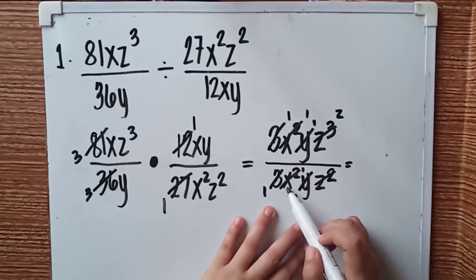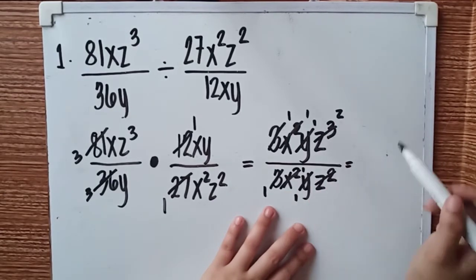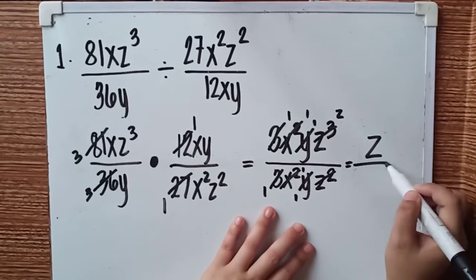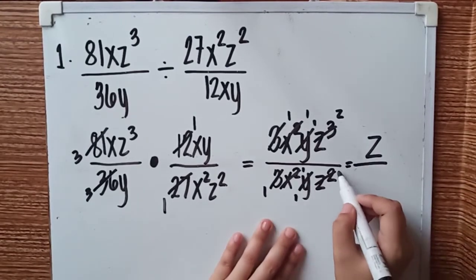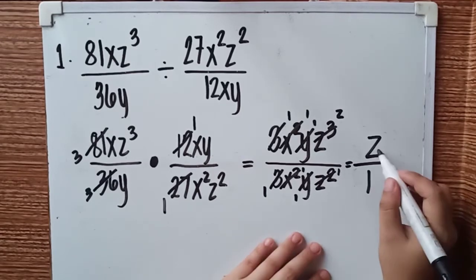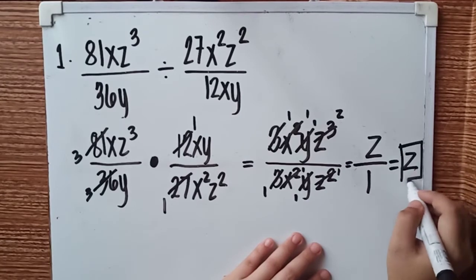Invisible, 1. Multiply. 1 times 1 times 1 times z is z. Over. 1 times 1 times 1 times 1 is 1. And z over 1 is z. This is the final answer.